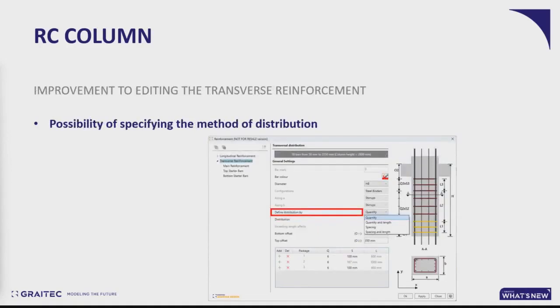Next point is for editing bars. Now we can select the method of distribution of transverse bars on columns. We can define the distribution using the quantity or quantity on length, spacing or spacing on length. In fact, this helps a lot when defining bars, as when defining distribution on a table, depending on the selected option, all other parameters of this distribution are automatically calculated. So this makes the definition and addition of transversal bars process much easier.